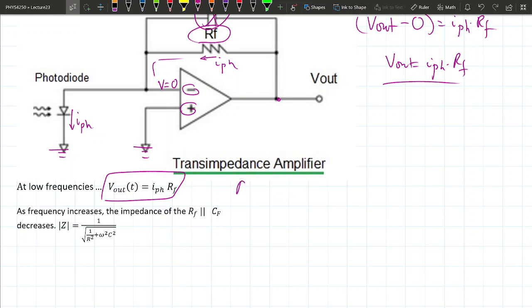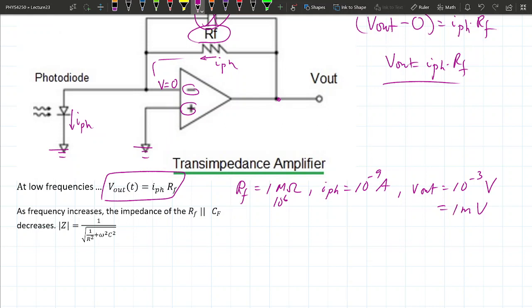So if we make RF equal to maybe 1 mega ohm, and my I photon, what will I say, 10 to the minus 9 amps, let's just pick a round number, V out is going to be how big? This is 10 to the 6, so that's going to be 10 to the minus 3 volts. So that's about a millivolt. It's still a little bit too small for your oscilloscope to pick it up. But if you do this with a 10 mega ohm instead, then you would actually pick up 10 millivolts.